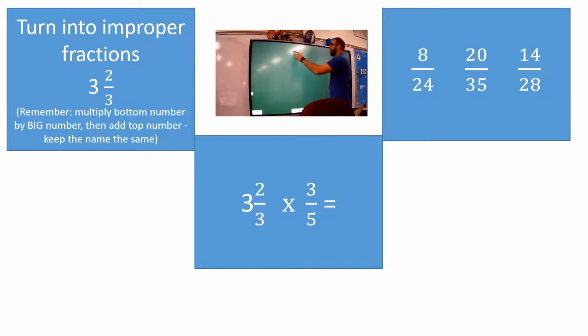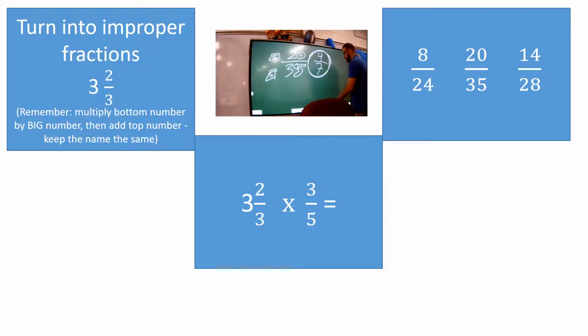What about 20/35? Ooh, they're not both even, so I can't cut them in half. But if this ends in a 0 and this ends in a 5, we know that you can count by 5s for both of them. So if I use $5 bills, how many $5 bills are in 20? 4. How many $5 bills are in 35? 7. 4/7 cannot get reduced anymore. So 4/7 is equal to 20/35.